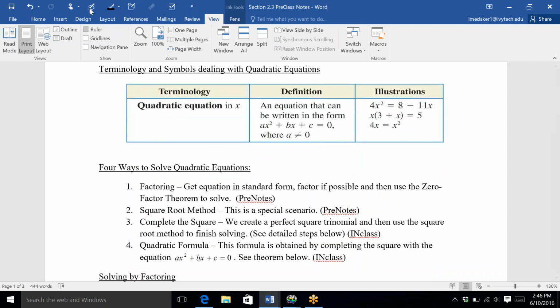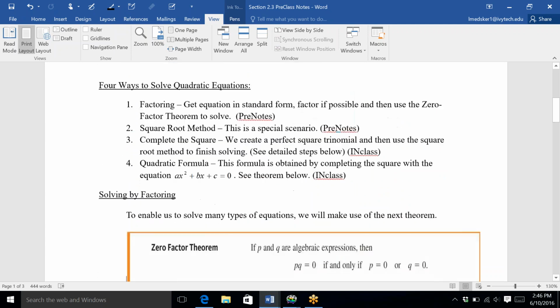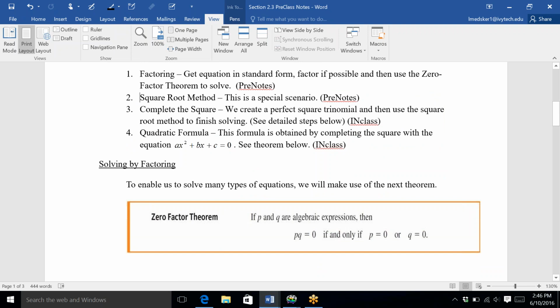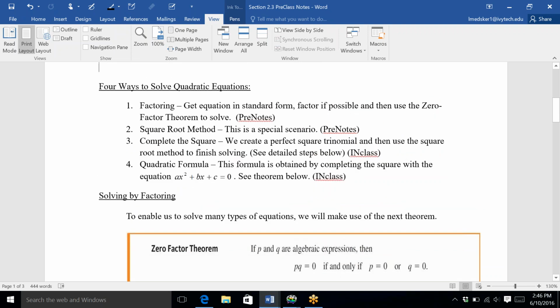The thing to note about a quadratic equation is that it has x squared as the highest power in the equation. And generally we want to write it in this format where we have it equal to 0. There will be 4 ways to solve these. We'll do 2 of them on the pre-video and 2 of them in class, the harder 2 obviously for class time. One is if you can factor it, you should factor it, and then the zero factor theorem, which is below, says if p times q equals 0, then either p has to equal 0 or q has to equal 0. So that's what we mean by the zero factor theorem.